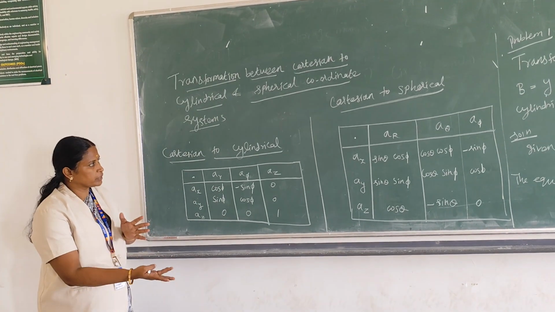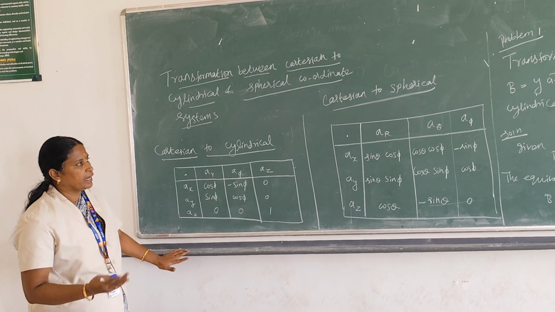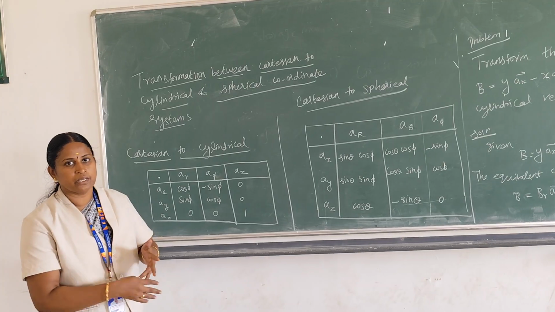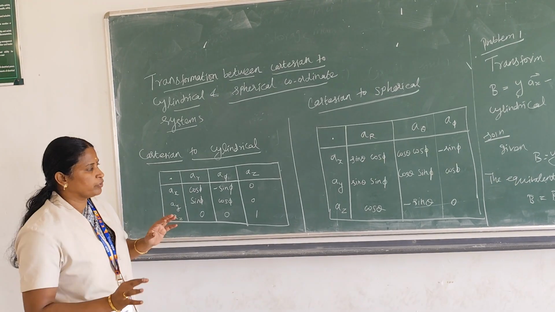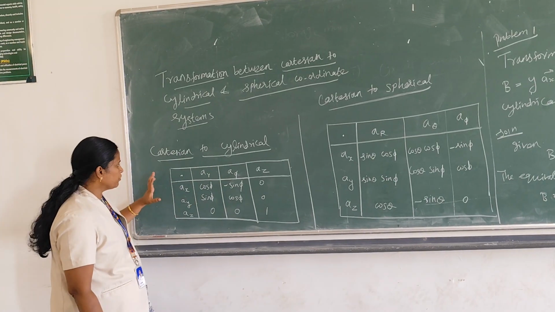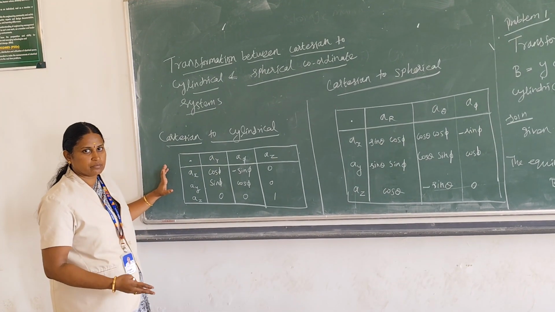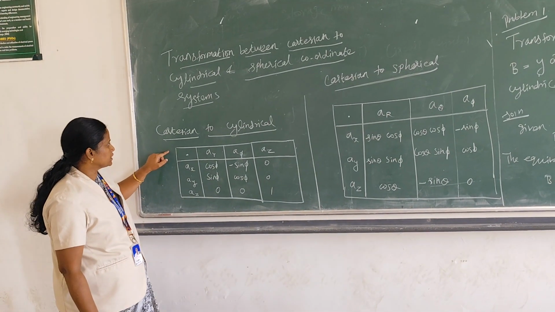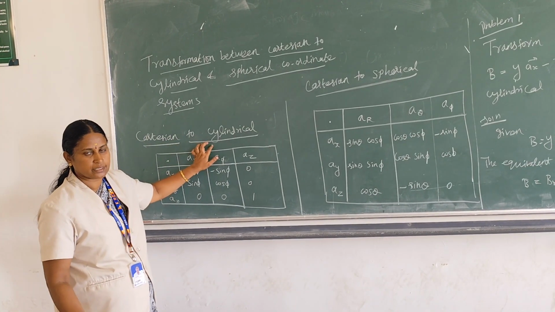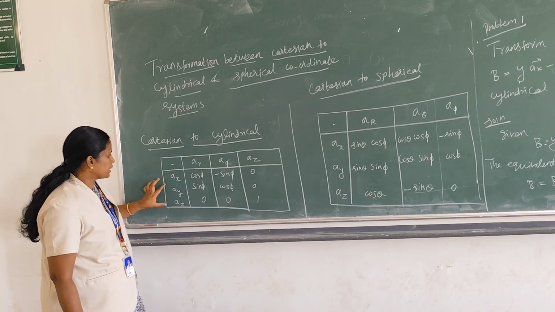vector can be converted into a cylindrical vector, and as well as how the Cartesian vector can be converted into a spherical vector, right? For that, this table is very much needed, and from this table we can do the conversion very easily. So let us discuss how the Cartesian to cylindrical coordinate vector conversion can be done. Here you can see the table.